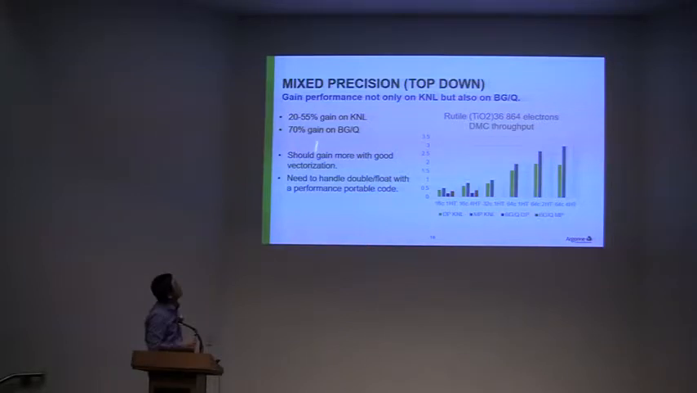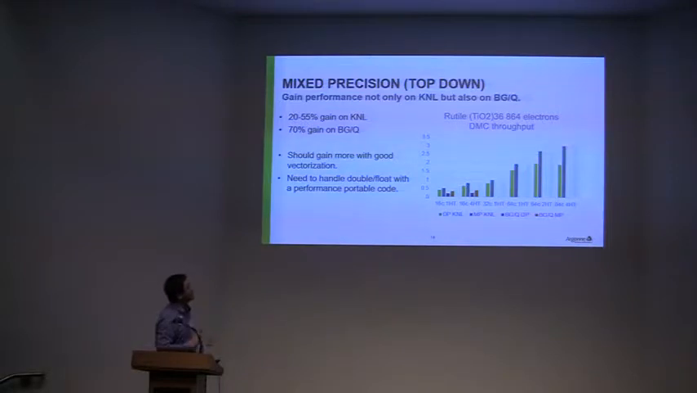So we first solve the precision. We bring most of the calculation from double precision to single precision. So you could gain a lot of memory bandwidth on BlueGeneQ and also gain performance on KERNEL. However, the gain on KERNEL is not that great. It's only about 20% or 50%. Though actually this 55% was gained because we put more things in HBM. It's not because we are doing the calculation more efficiently.